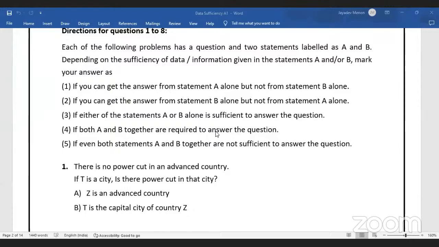And if you are using both statements together, as per statement A, Z is an advanced country, and as per statement B, T is the capital city of Z. If Z is an advanced country, there will be no power cut in Z. And since T is the capital of country Z, there will be no power cut in T. So by using both the statements together, the question can be answered. Therefore, option 4 is the answer. Both A and B together are required to answer the question.